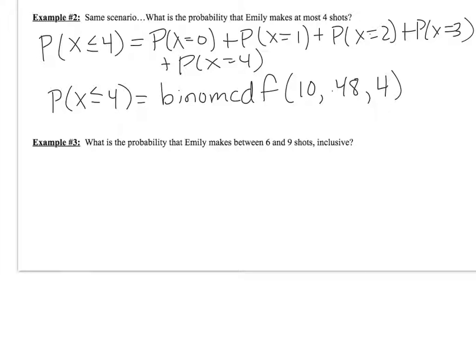If this said strictly makes no more than 4 shots, there's the phone again. They just keep calling. Hold on.